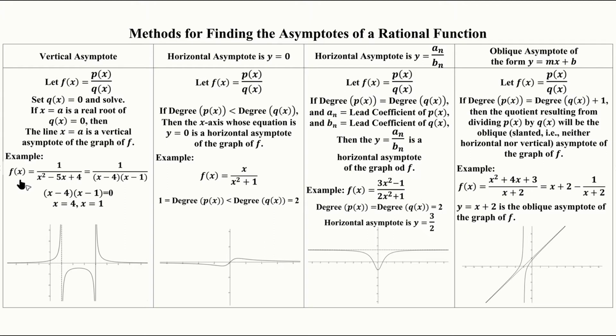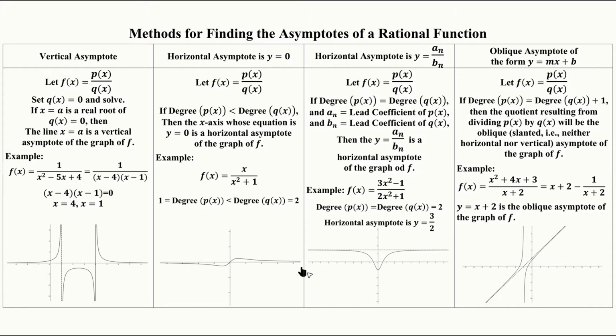For example, if you have f(x) = 1/(x² - 5x + 4), we can factor the denominator as (x - 4)(x - 1), set it equal to 0, and by the zero factor property, we get x is either 4 or 1. And so this particular rational function is going to have two vertical asymptotes, one at x = 1 and one at x = 4.